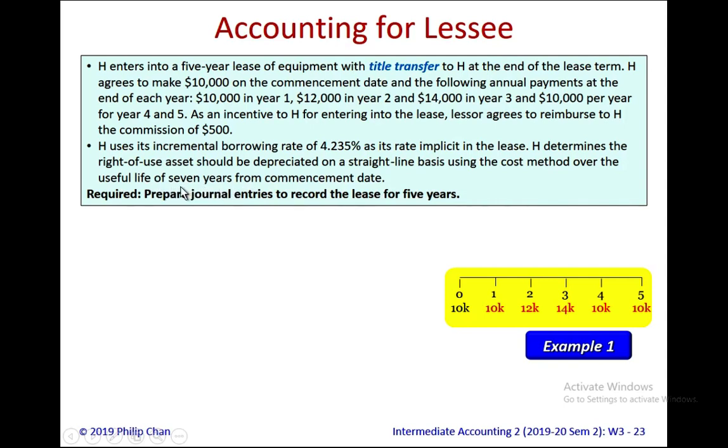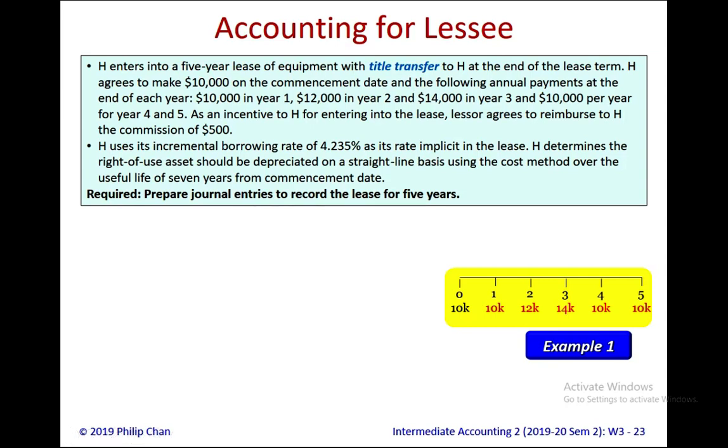But I have to, sorry, we have to tell you because the question did not mention, right? So this is important. We would use 7 years instead of 5 years to work out the depreciation because ownership was transferred. Okay, let's start with the usual calculations.